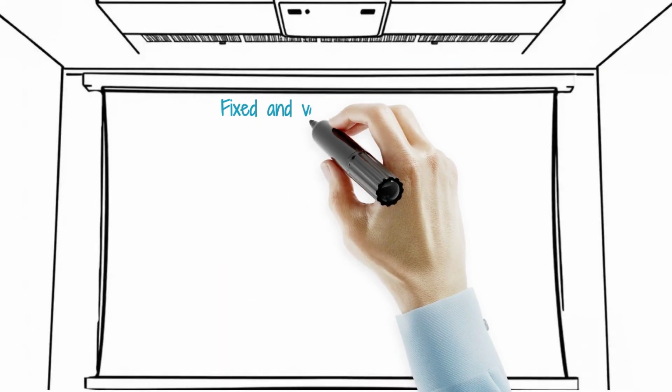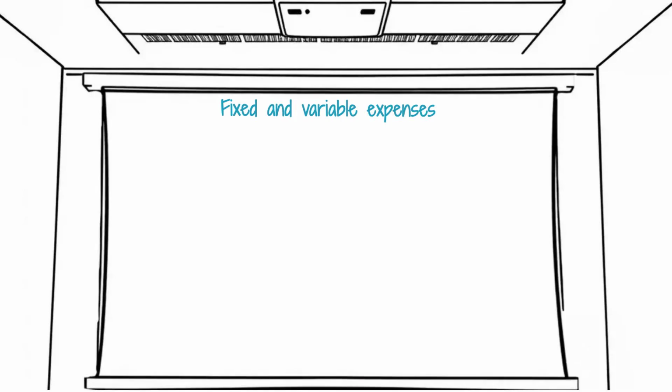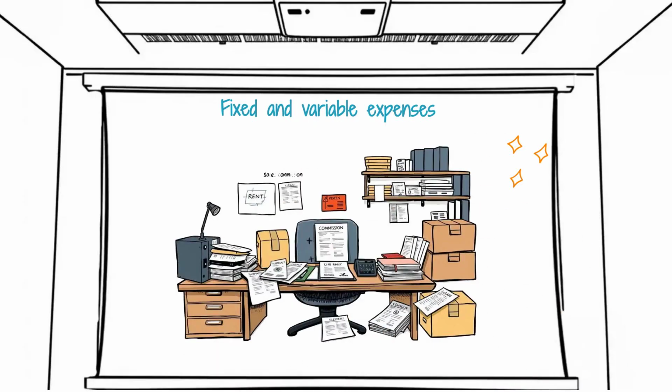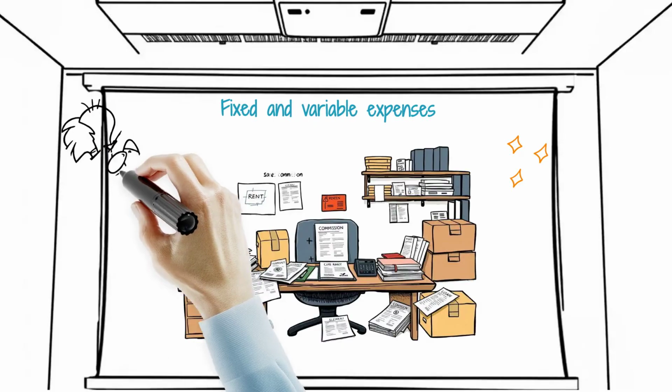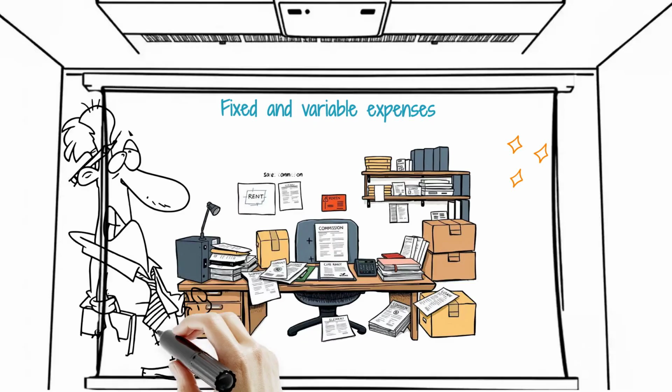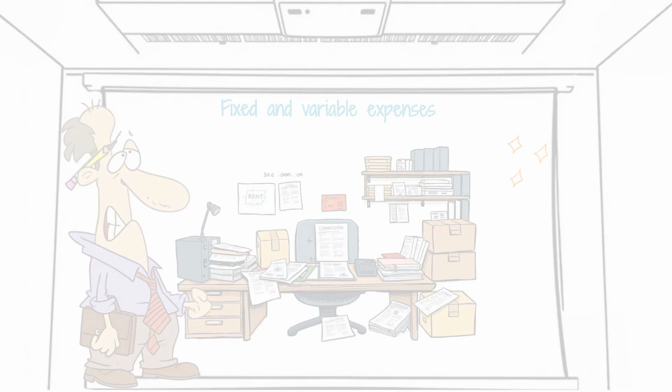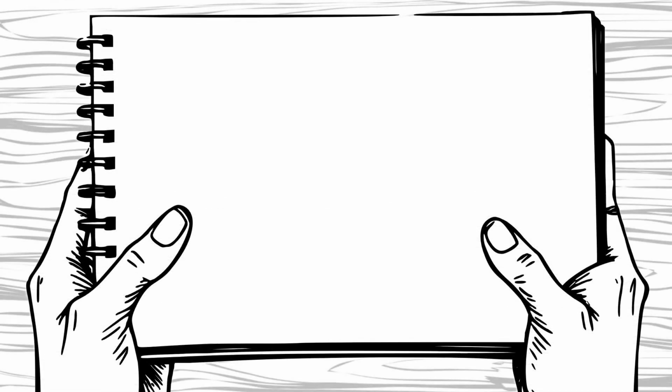Some businesses also have fixed expenses and variable expenses. Fixed expenses stay mostly the same each month, such as rent, insurance, or loan payments. Variable expenses change depending on business activity, like shipping costs, raw materials, or sales commissions. If a company sells more products, its variable costs usually rise too.